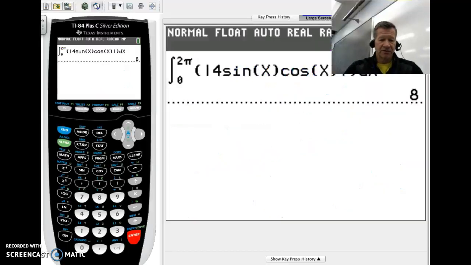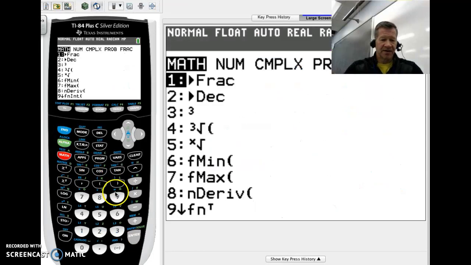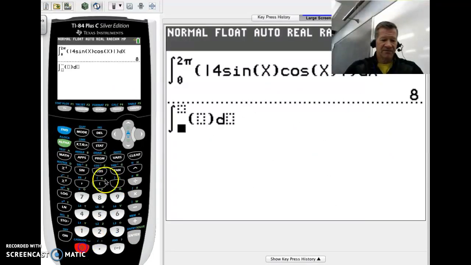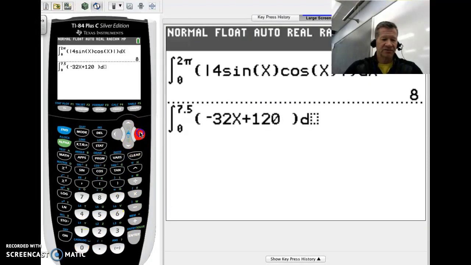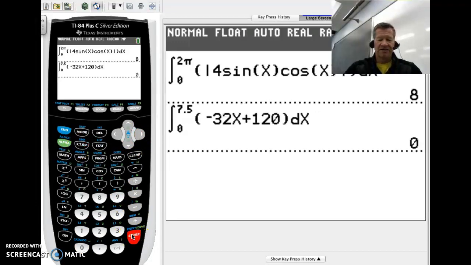So let's go, just again to speed things up, math number 9. We'll go from 0 to 7.5. And remember, you can plug the velocity function into your y equals menu too and just type a y1 in here, but I will put it in here. So negative 32x plus 120 with respect to x, and that gives me 0. Big shocker there. It goes up a certain amount, comes down a certain amount. It starts on the ground and finishes on the ground, right?